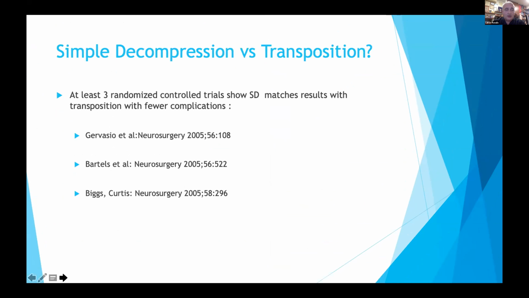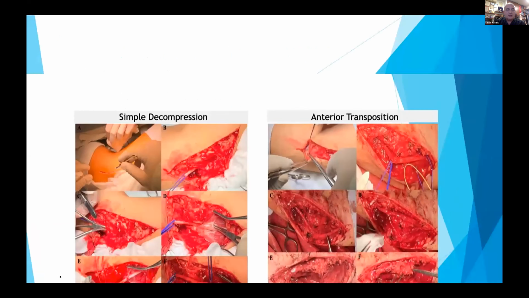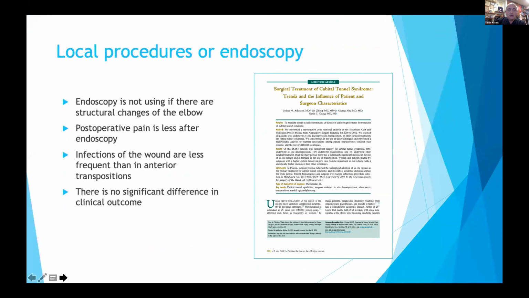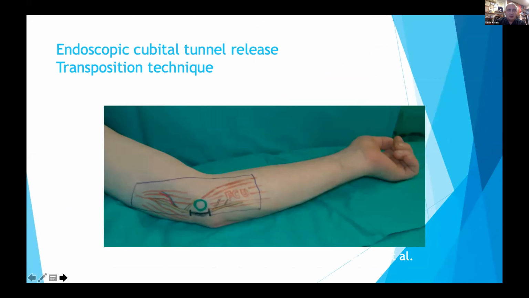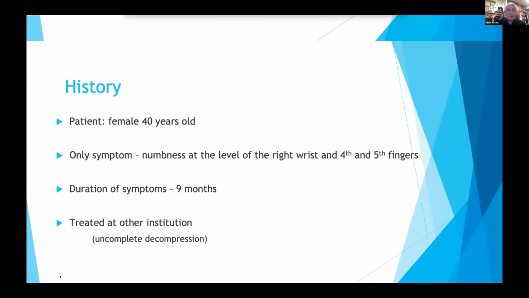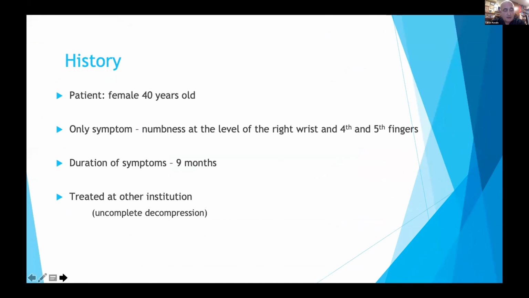There are more than several, but at least 3 randomized controlled trials showing similar results with transposition, with fewer complications, simple decompression versus transposition, similar or same results. And this is how it looks in my department: open carpal tunnel release, cubital tunnel release, simple decompression and anterior transposition. Local procedures or endoscopy, this is something you will hear also from Kartik, who is an expert in this field, and this is just for presentation continuity.